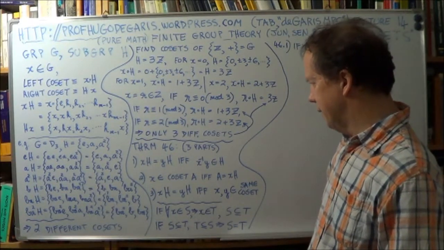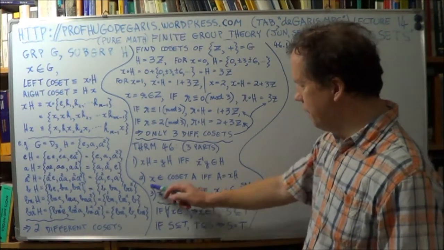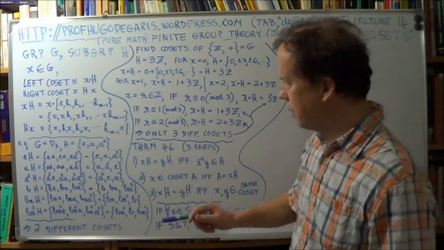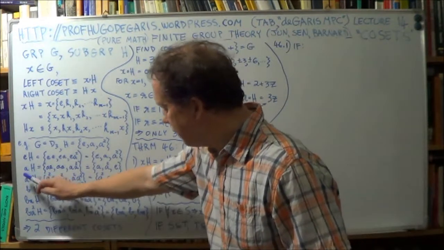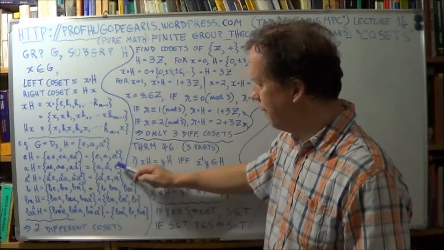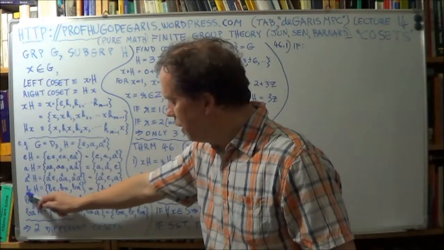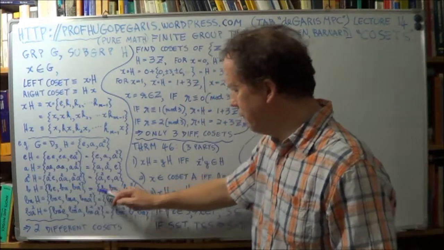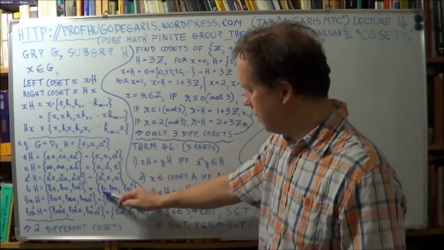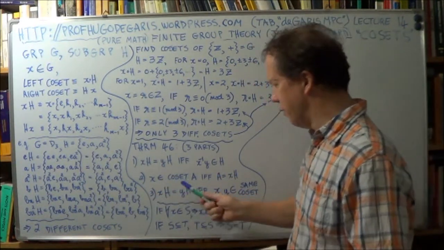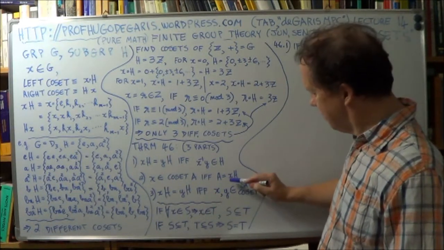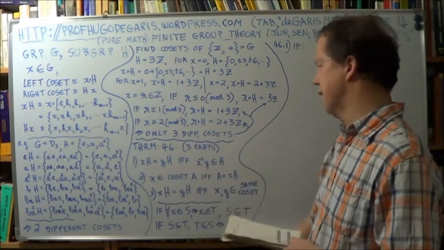Now, here's an interesting result. If x belongs to some coset, let x be A here. It belongs to this coset. So there it is, A. And if B belongs to a coset here, so B belongs to this coset. So if x belongs to a particular coset, then that coset is xh. And we'll prove that both ways.